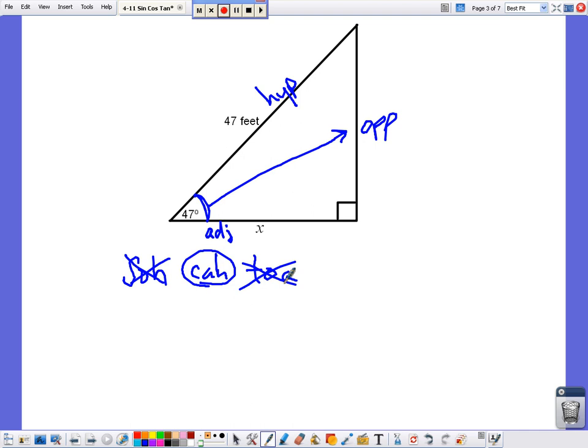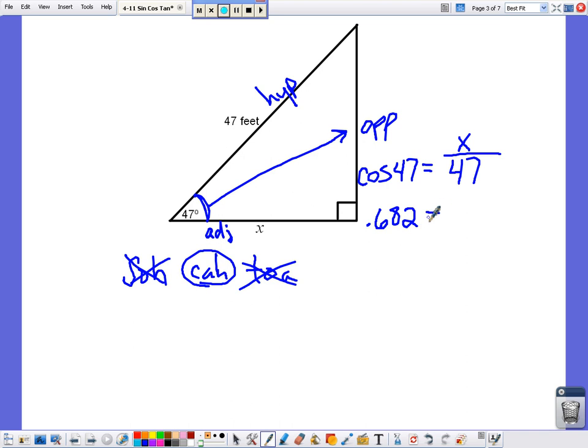So I'll do that. Cosine of my angle, 47 degrees, must equal the adjacent side, which I don't know, is x, all over my hypotenuse, which is 47. Okay, so then you quickly go cosine of 47 in your calculator to get 0.68, and I'm going to round that to 2 there. And I have x over 47.